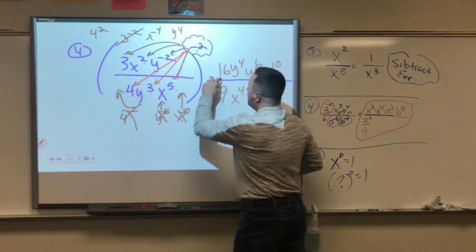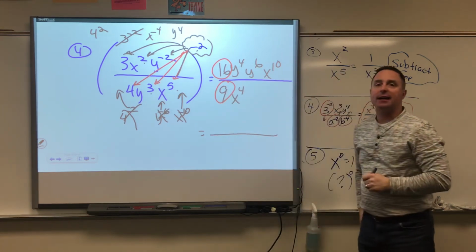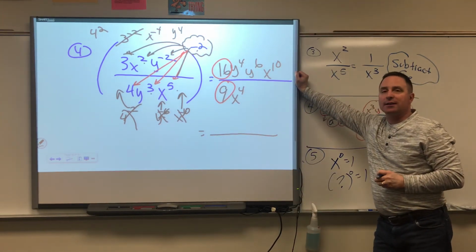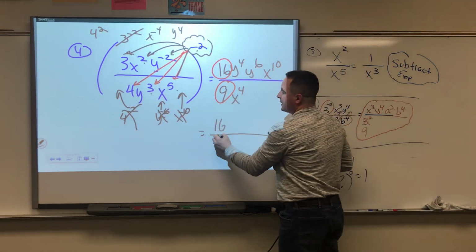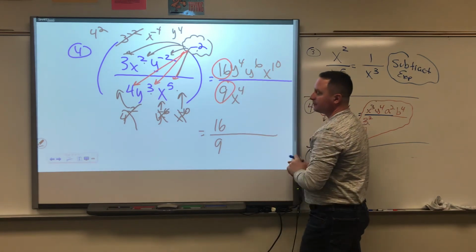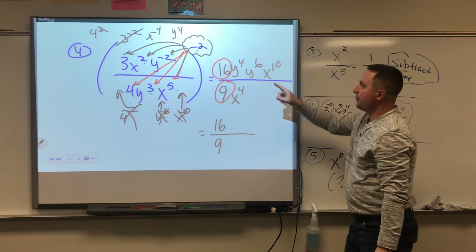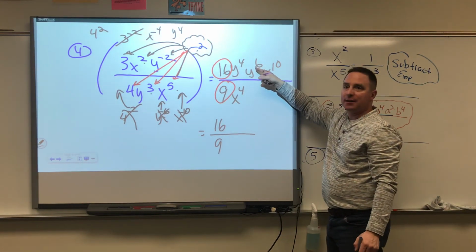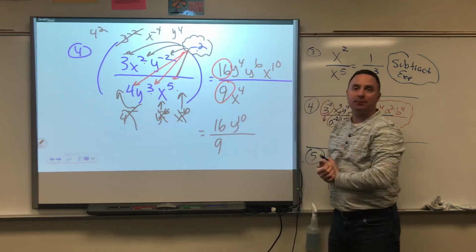And like I said earlier, I treat the big numbers and the variables separately. 16 and 9, 16 ninths. Is there anything that goes into 16 that can also go into 9? Nope, there isn't. So I'm going to leave it as 16 over 9. How about my variables? If I look at the top here, I have some y's. I have 4 y's on the top, 6 more y's on the top. I add them together, I get 10 y's on the top.